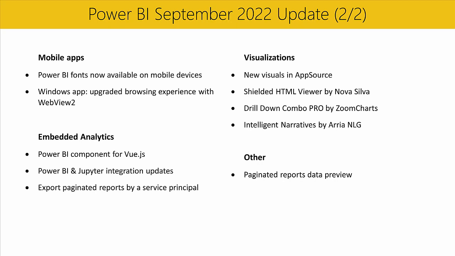Next, we have several new and updated visuals for you in the visualization section. New visuals available for you on AppSource this month include the Calendar visual by Data Now, the Super Tables visuals by Apps for Power BI, and the Selection Slicer visual by Walnut Innovation. Updated visuals include the Shielded HTML Viewer by Nova Silva, the Drill Down Combo Pro visual by Zoom Charts, and the Intelligent Narrative visual by Aria NLG.